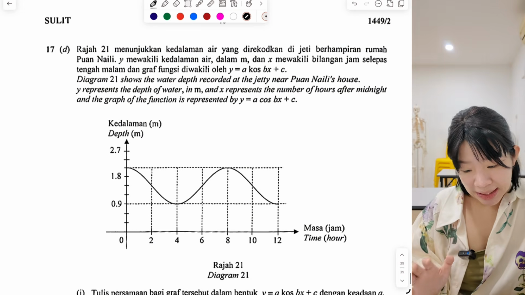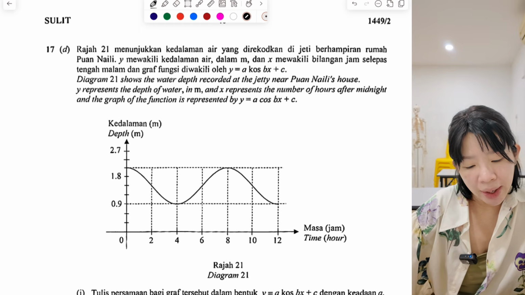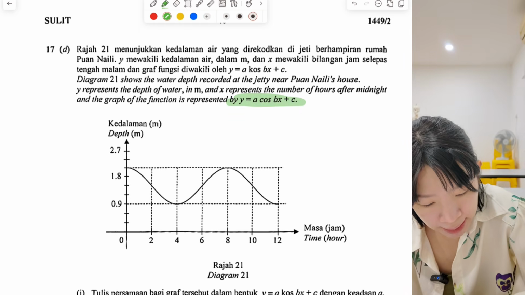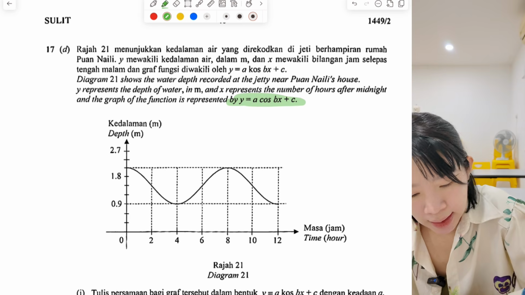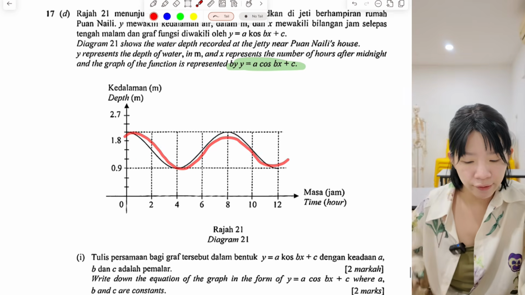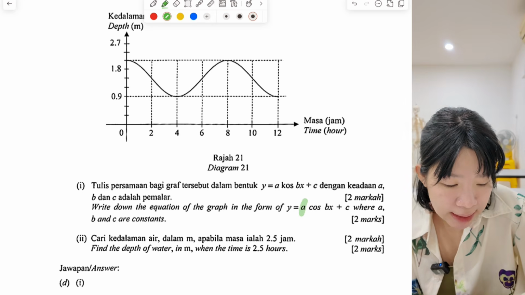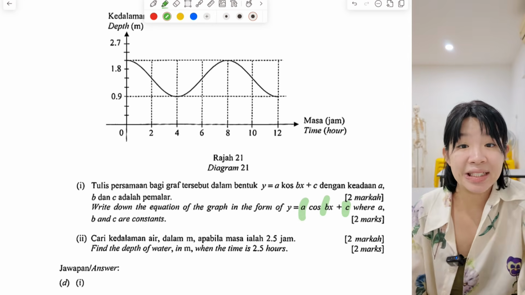Question D. It shows the water depth recorded at the jetty. Now they use y equals a cos bx plus c, and they put it in a graph. Write down the equation. We need to determine what a, b, and c are.